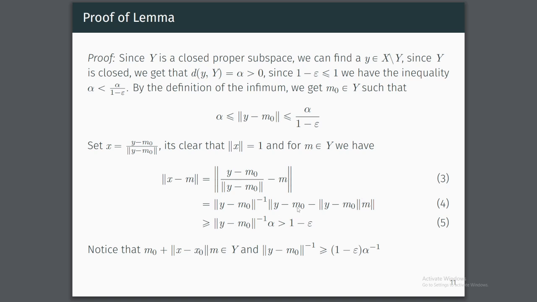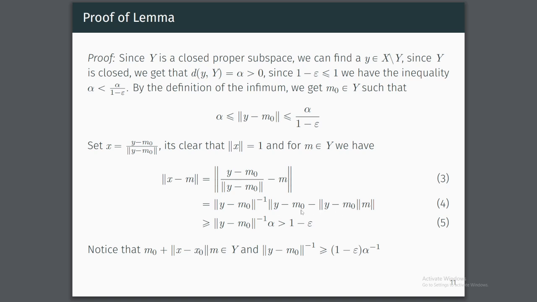Either way, notice that this element right here, which is m0 minus m times a constant, these are in Y, right? Because m is in Y, m0 is in Y. So this is a scalar. So this element right here is in Y, and this is in Y. Because Y is a subspace, this whole thing right here is in Y, right? And remember, alpha is the infimum of the distance between y and any element in big Y, right? So that's why this term is bigger than alpha.